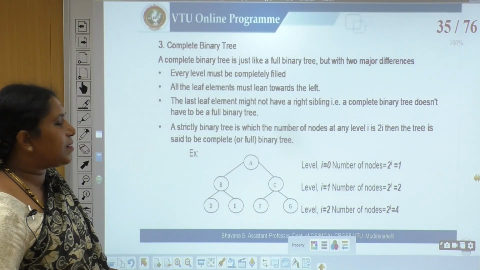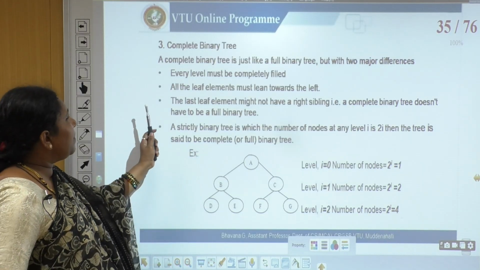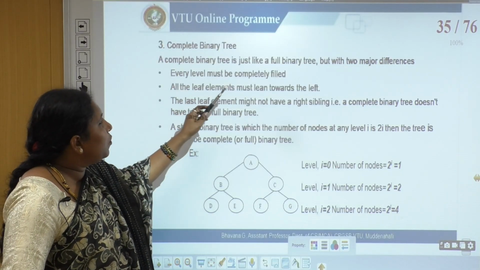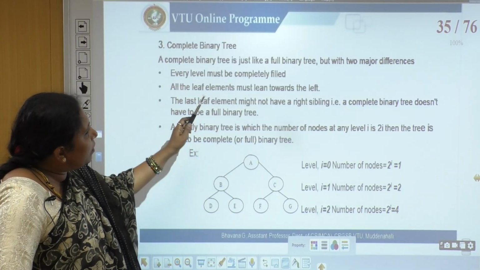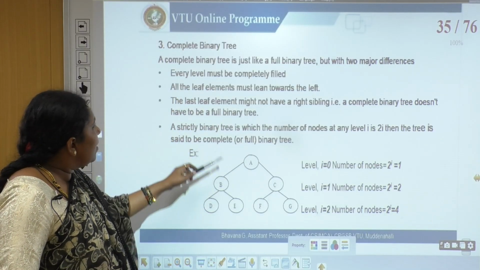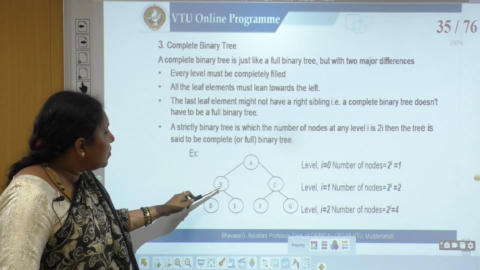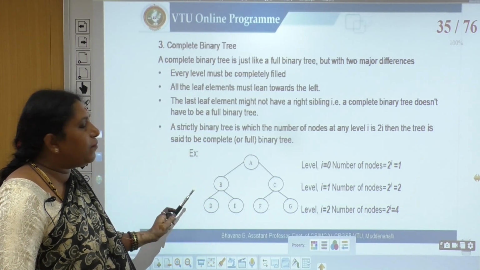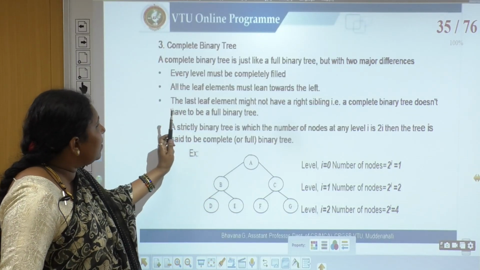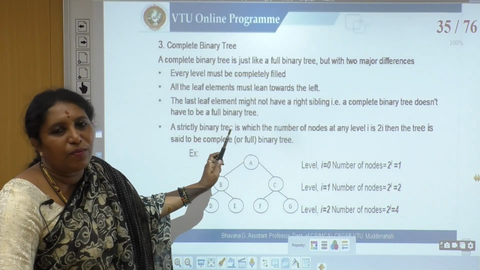Moving on to the next, the complete binary tree. Okay, what is a complete binary tree? It has 3 properties, or you can just say it is a full binary tree but with 2 major differences. So what is the definition of a full binary tree? Every parent node must have 1 child or 2 children, not more than that. So it satisfies the full binary tree, but still there are 2 major differences.